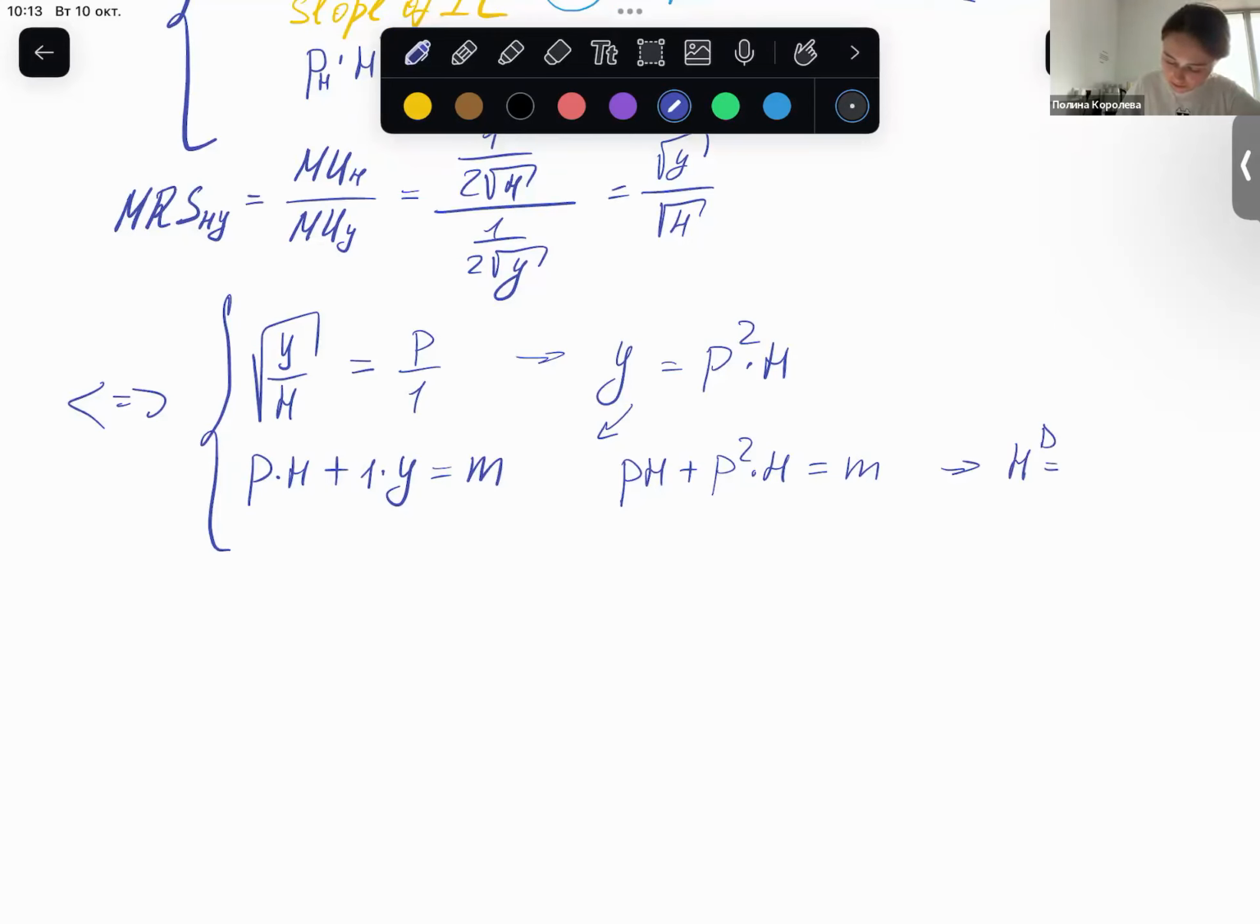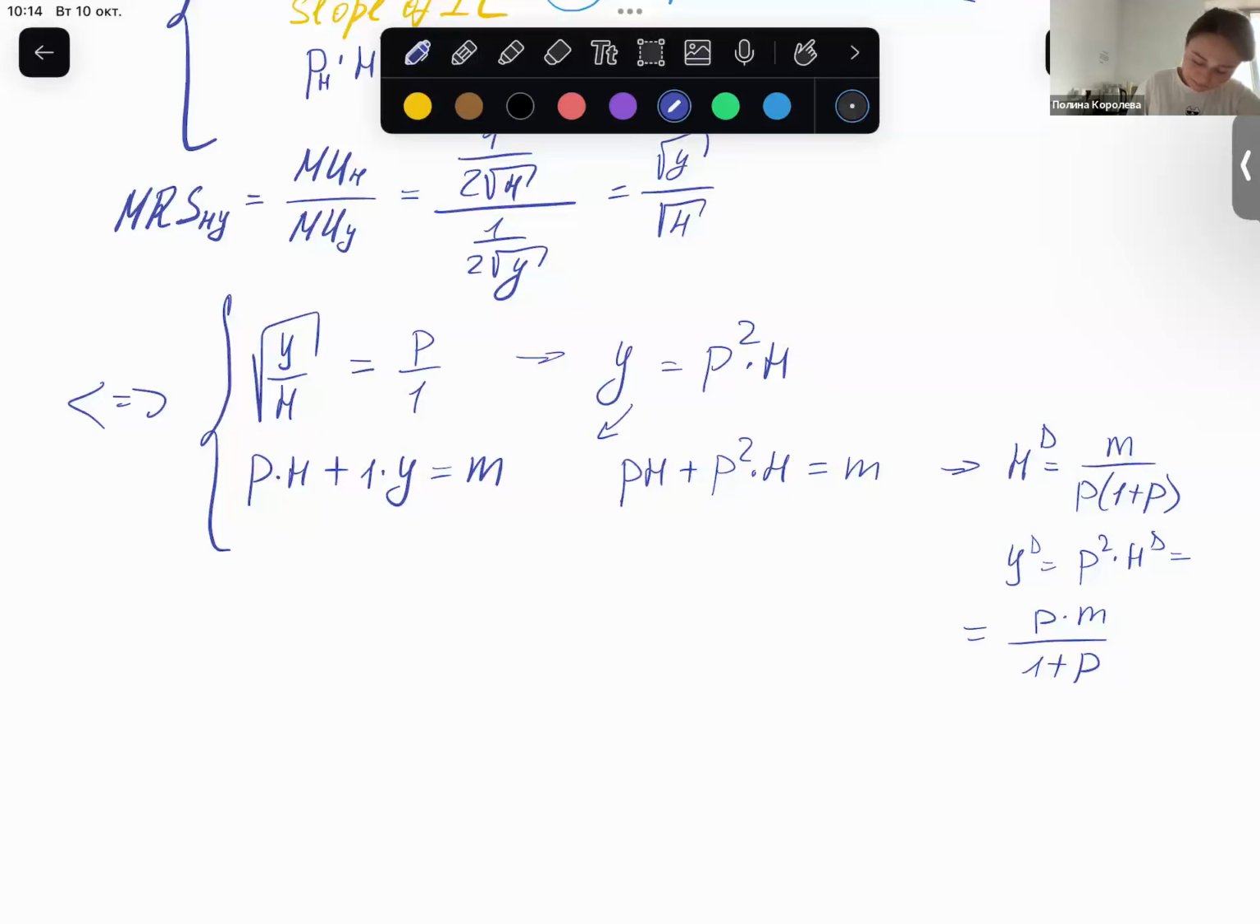Yes, the demand for heating equals monetary income over price multiplied by 1 plus price. The same. Yes, but this is only the interior solution. Also, we should check corner solutions. So the first, the demand for the composite good is price squared multiplied by the demand for heating, and it is price multiplied by monetary income over 1 plus price. Good.